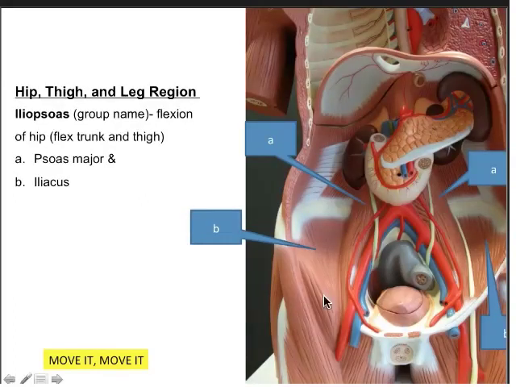Okay, here you can see the hip, thigh, and leg region, and a couple of muscles that we want to be aware of here are the psoas major, okay, which is this muscle right here, and the iliacus muscle, which is this muscle here, and they're sometimes referred to collectively as one muscle called the iliopsoas, okay, so that would be this entire thing right here, okay, and this muscle is involved in flexion of the hip. It also flexes the trunk and the thigh.